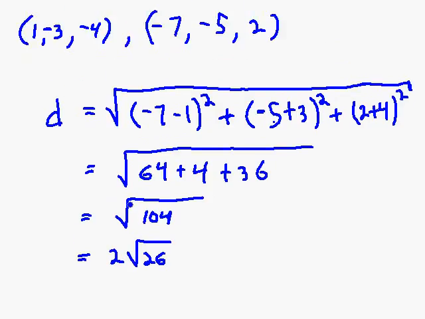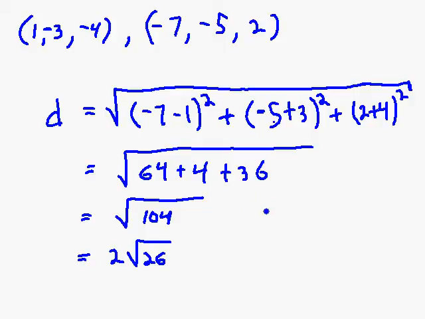Now, let's say you want to find a sphere that contains these 2 points. So, okay, how do we do that? Well, we need to find the center of the sphere. And one way to do it would be to make the center of the sphere the midpoint of these 2 points.